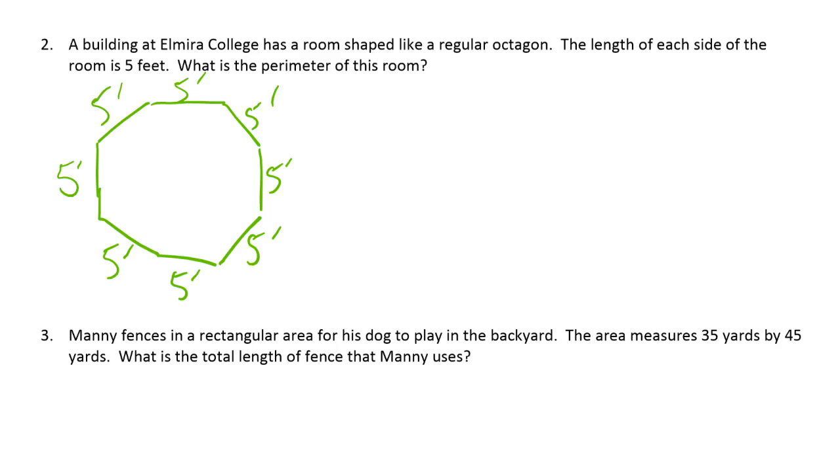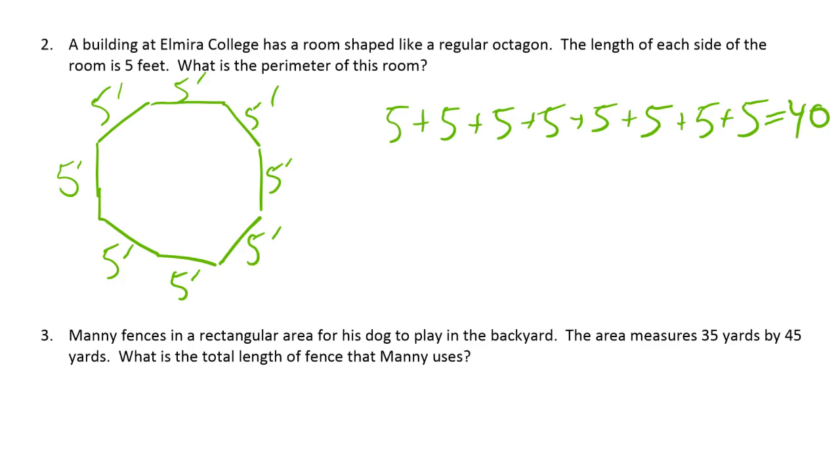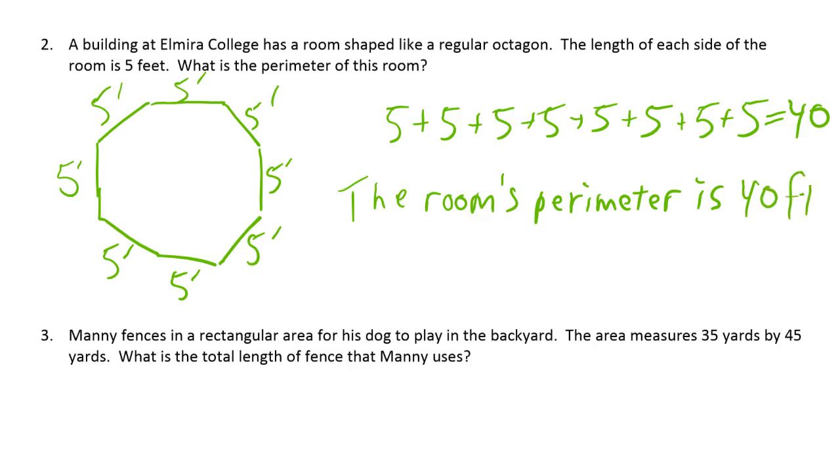Okay, so what's the perimeter of this room? It's 8 fives, right? So it's 5 plus 5 plus 5 plus 5 plus 5 plus 5. 1, 2, 3, 4, 5, 6, 7, 8, and 8 fives, that's 40. The room's perimeter is 40 feet.